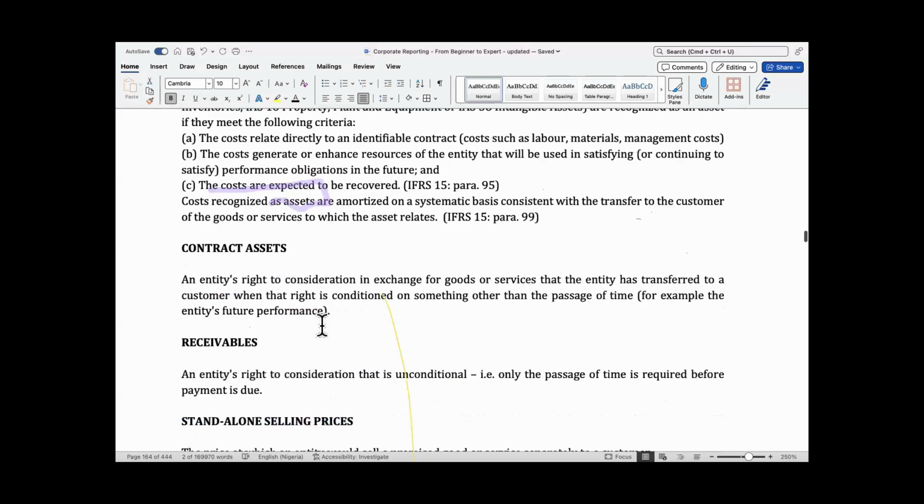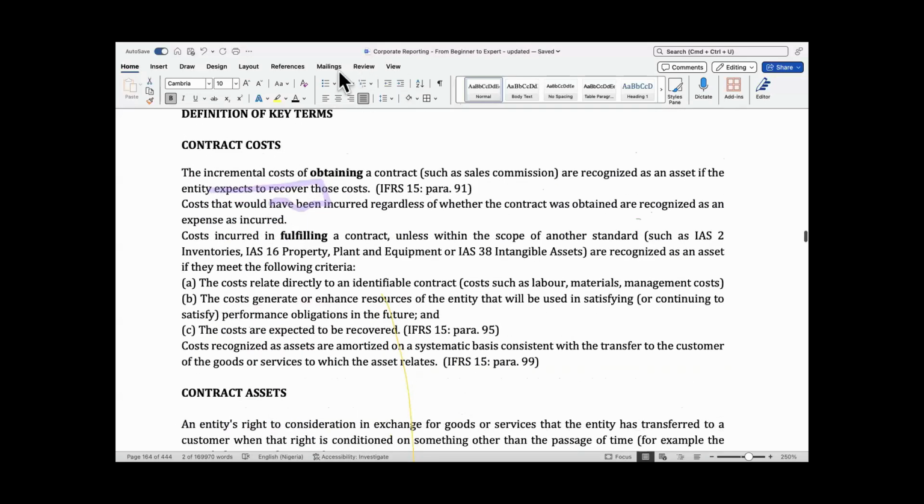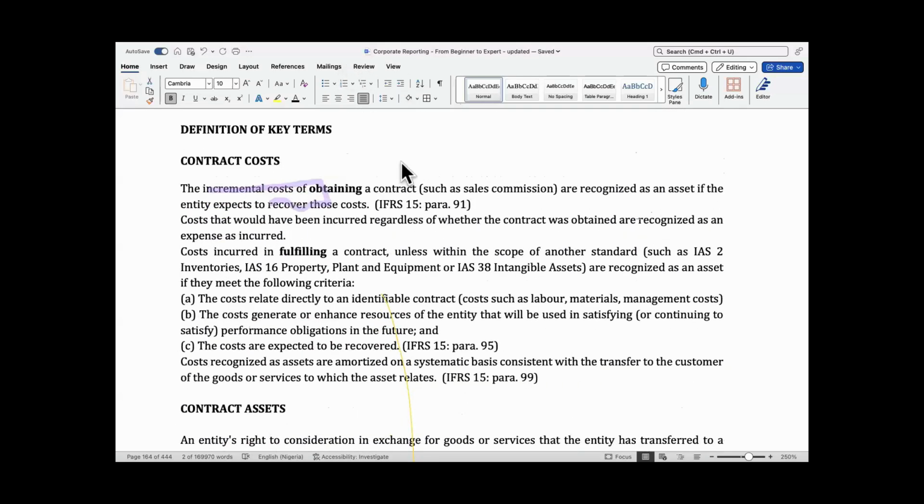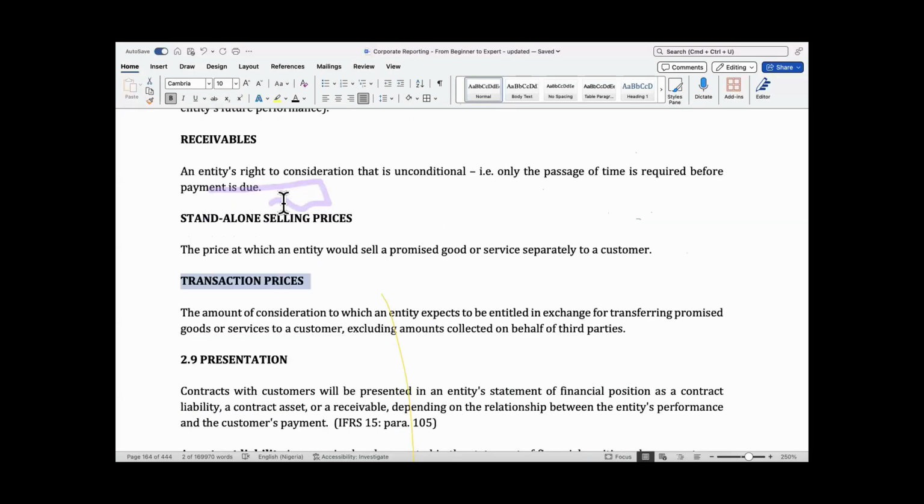So these are terminologies that you are expected to know, which they can ask you. Can we say that transaction price is the market value? No. But we can say that standalone selling price is the market value. Transaction price is just the contract price, the agreed price, not the market value.